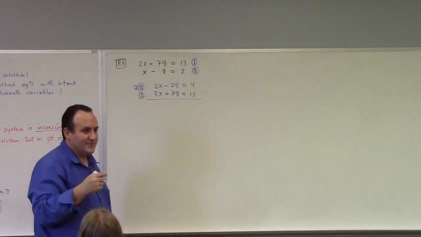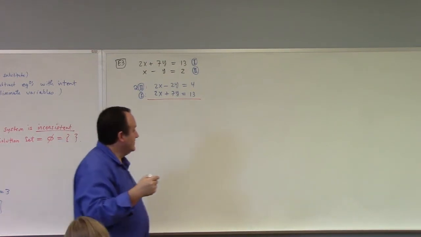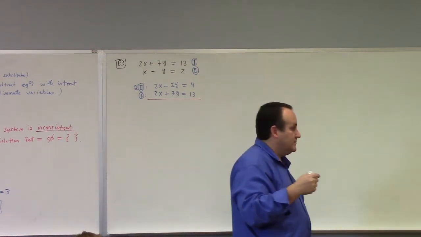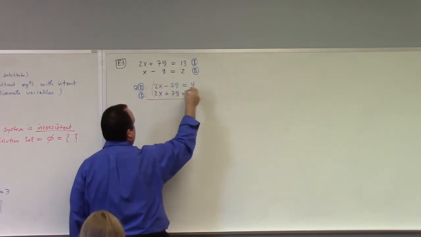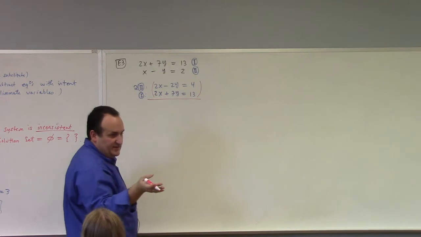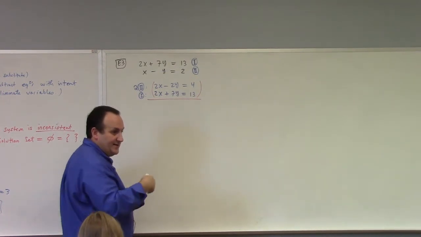Yes, sir. Thank you. How come you didn't multiply by negative 2? Oh, you could do that, but I didn't. So with this in mind, you're right. If I multiply by minus 2, I'd be adding right now. But since I didn't, I subtract.